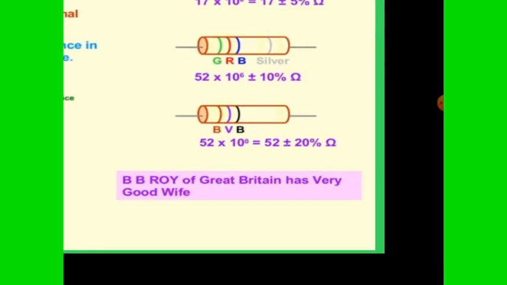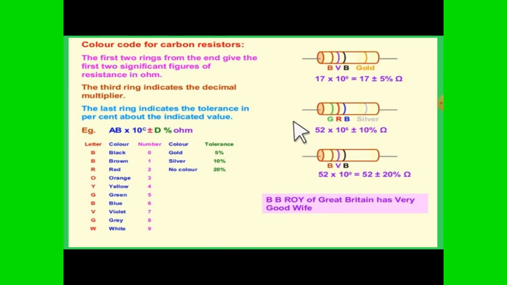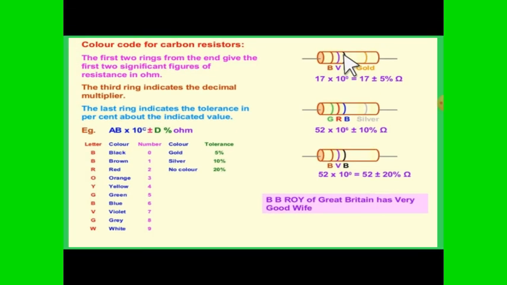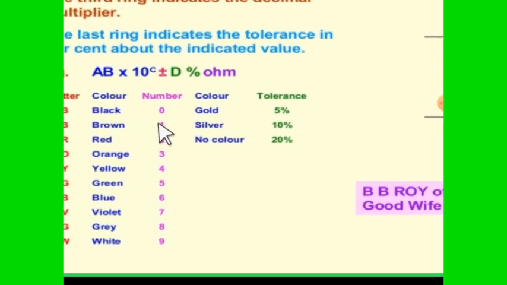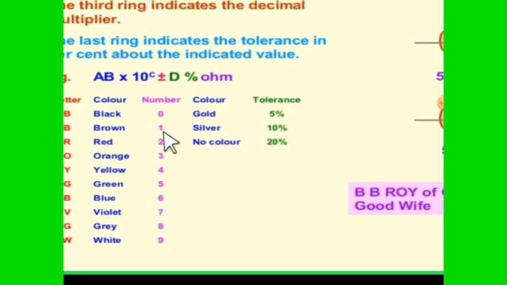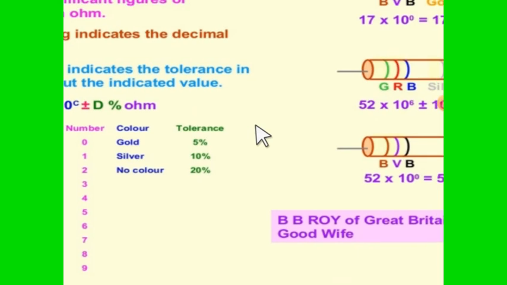So let's see how the value will be calculated by knowing the different colors of the rings on the body of the resistor. Now the first one is brown, then violet, then black. So brown will represent 1, I'm sorry, brown will represent 1. Violet will represent 7. And then black will represent 0. So if it is like that, then what happens?